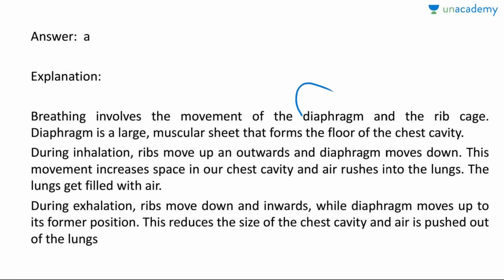So breathing involves the movement of the diaphragm and rib cage. The diaphragm is basically a dome-shaped muscle, a large muscular sheet that forms the floor of the chest cavity. During inhalation, ribs move up and outwards, and the diaphragm moves down. This movement increases space in our chest cavity, and air rushes into the lungs. The lungs get filled with air. During exhalation, ribs move down and inwards, while the diaphragm moves up to its former position. This reduces the size of the chest cavity, and air is pushed out of the lungs.